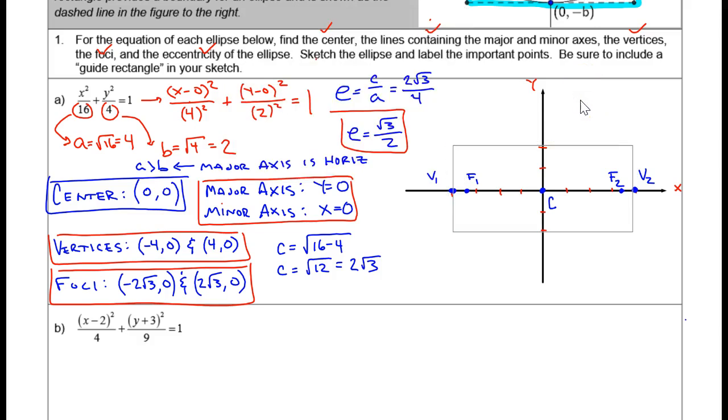Now inside that rectangle, I'm going to sketch my ellipse, and it's going to look something like this. And that's not too shabby for a freehand ellipse. Okay, that's it, folks. That's example 1A. I want you to take a look at example 1B. Why don't you pause the video, and then we'll see if you can find the same stuff I did. I'm going to fast forward through this one.